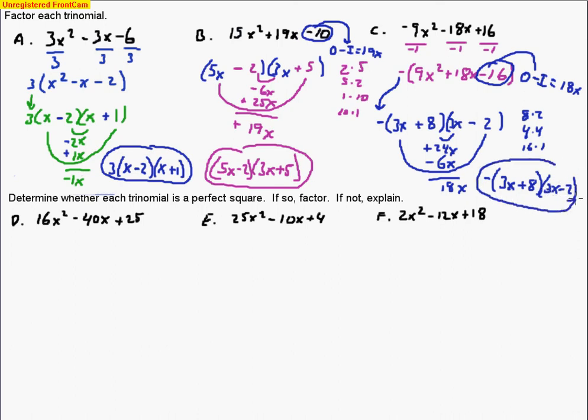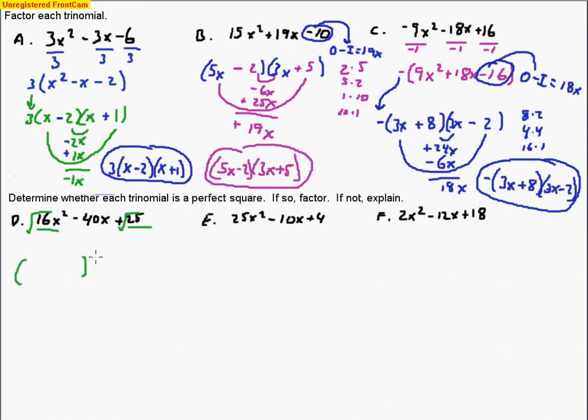Well, taking a look at the next set of directions, it'll ask us to determine whether each trinomial is a perfect square. If so, factor. If not, explain. Well, first thing we're going to look at, when a factoring strategy, especially in a problem like this, is to look for perfect squares. If you see this is a perfect square, and you see this is a perfect square, check. Take their square roots. See what the numbers would end up being.